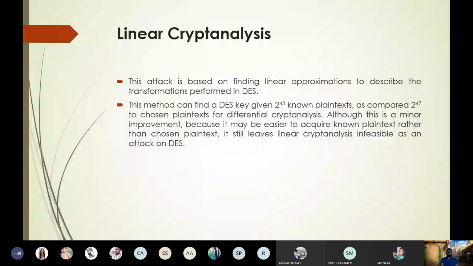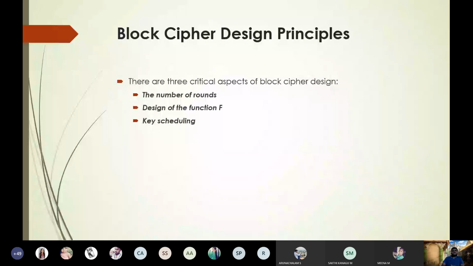And next one is block cipher design principles. What are the principles behind the designing of a block cipher? We can take it from the DES algorithm itself. We have three critical aspects. What are those three critical aspects? First one is number of rounds. Second one is design of a function f, and the third one is key scheduling. First one is number of rounds.